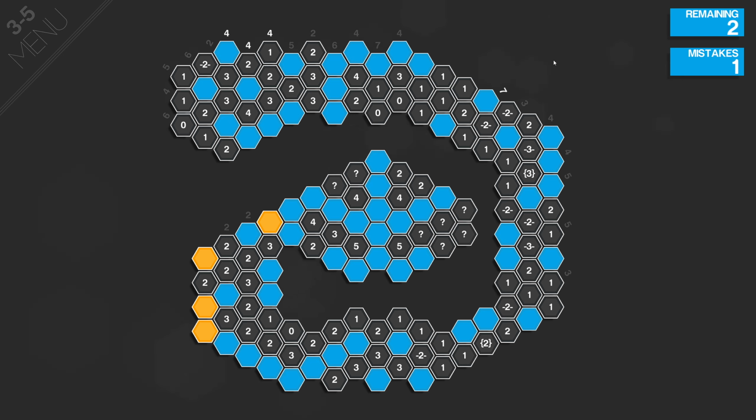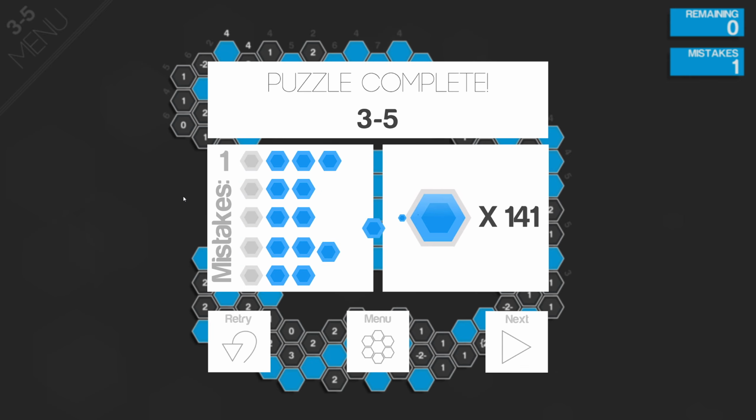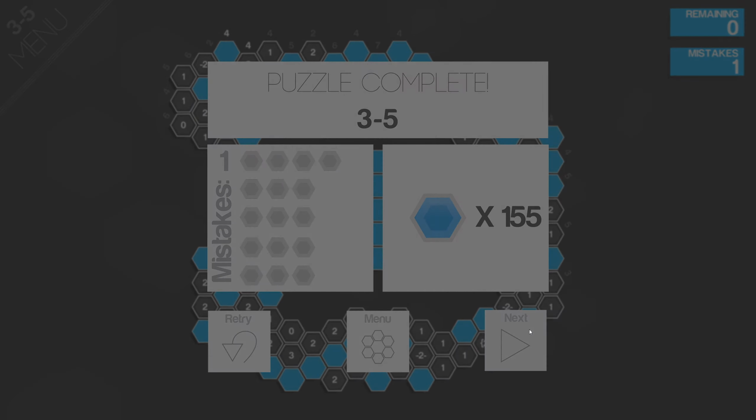We have 2 tiles remaining. It's not this one, because we have 4 blues in the vertical. This 2 only touches 2, so we need that. And this 2 already touches 2, we eliminate this, and that's our final tile. 1 mistake, not penalised for it, which is wonderful. On to 3, 6.